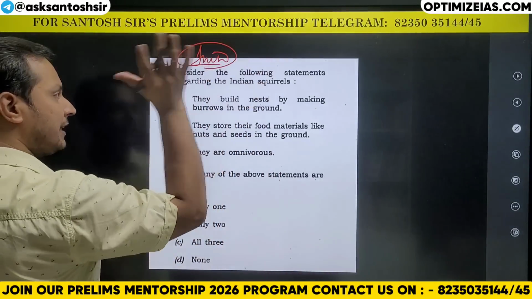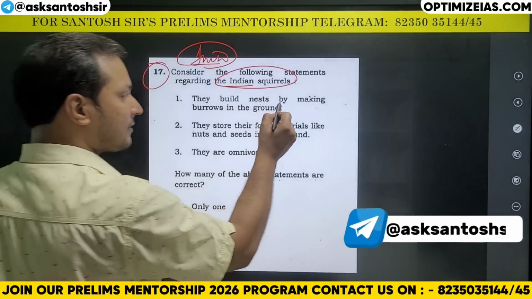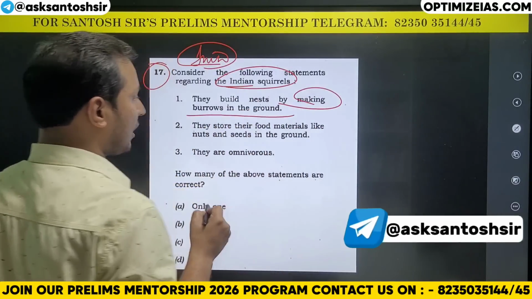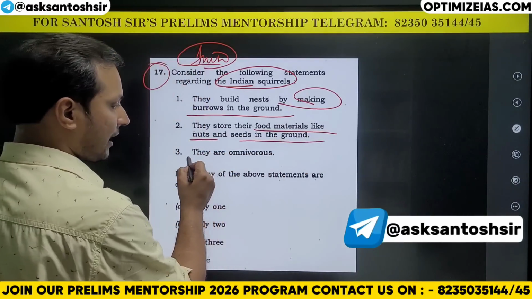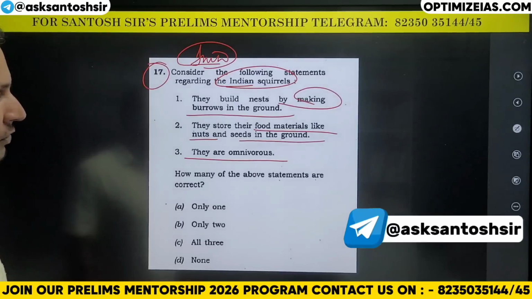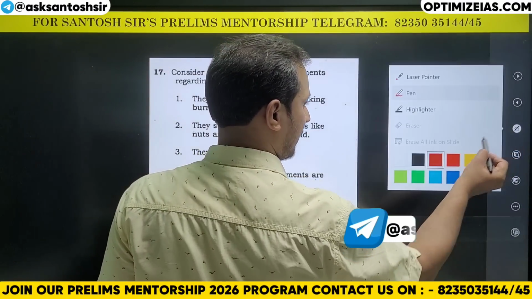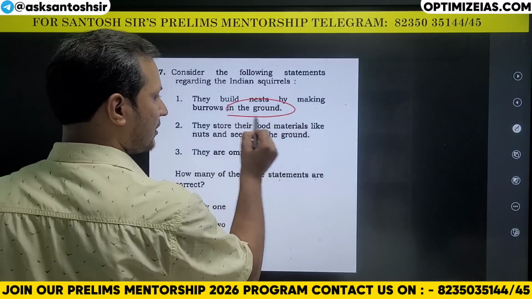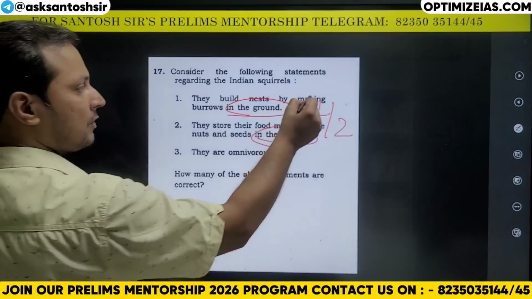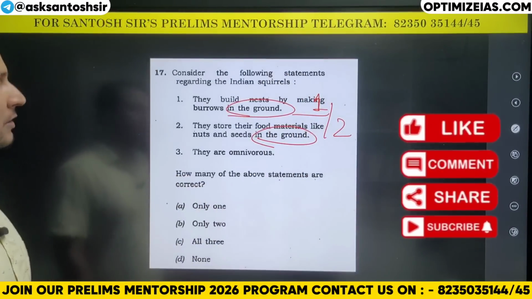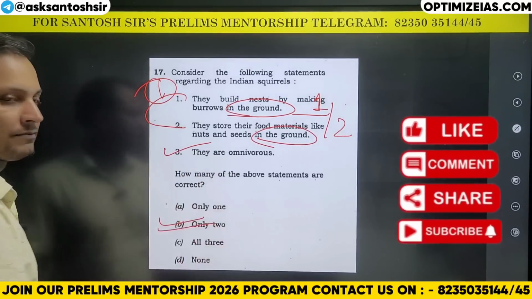So again, guys, let us read this question regarding Indian squirrels. They build nest by making burrows in the ground. They store their food like nuts and seeds in the ground. They are omnivorous. Okay, guys, can you see the pattern? Same pattern here also you apply. You can see here, in the ground, in the ground. 1 out of 2 statements will only be correct. So out of this, only 1 statement will be correct. This is also correct. So only 2 is the answer.